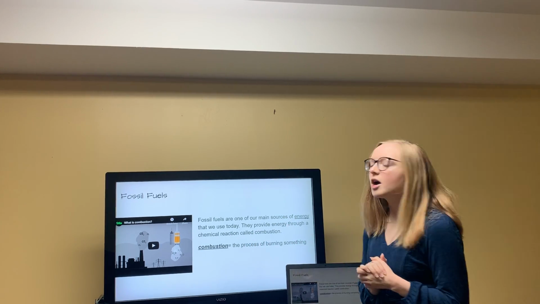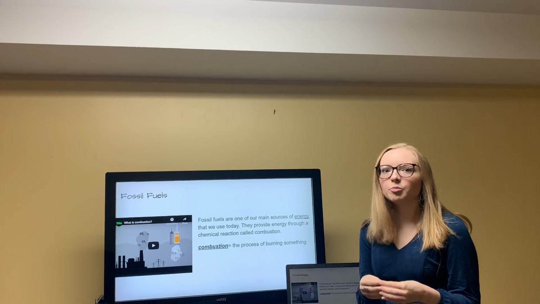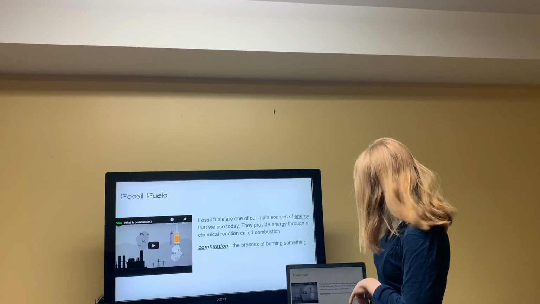Combustion is the process of burning something. For example, maybe you're burning wood, maybe you're burning gas in a car to help it go.